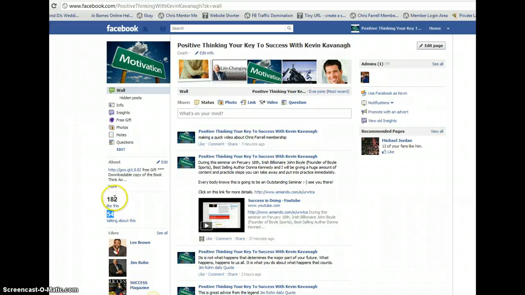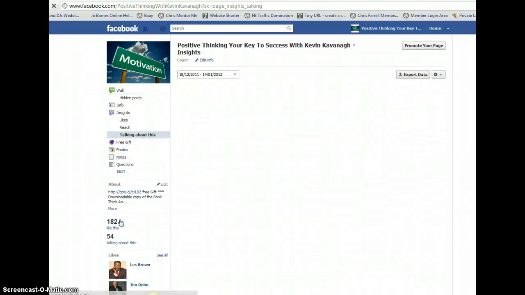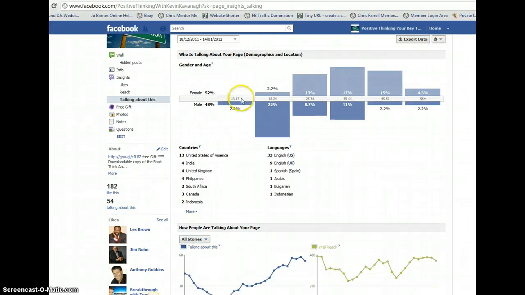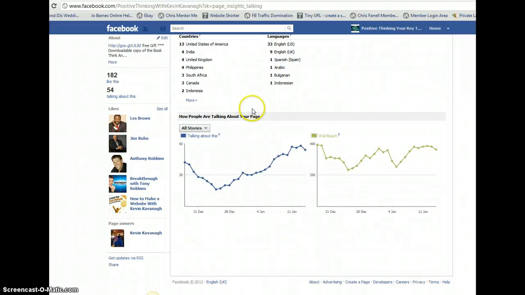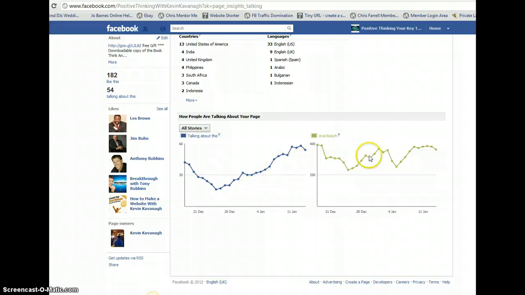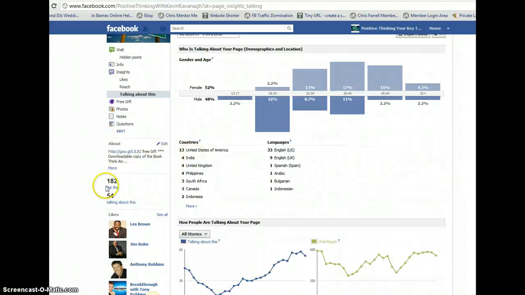If you have 1,000 likes and only one person doing it, then you can see the results aren't going to be as good. But let's take a look at this in a little bit more detail. This is something that, if you didn't know what Chris was doing, you wouldn't know where to find it. These are some statistics in relation to your audience and where they are in the world on this particular fan page, and the growth up and down statistics here.